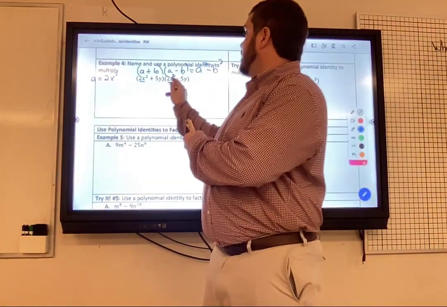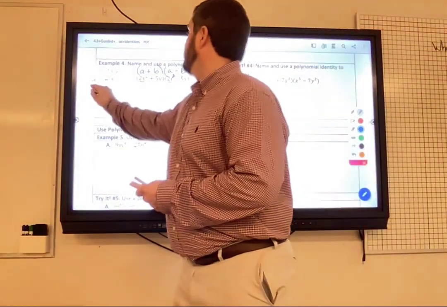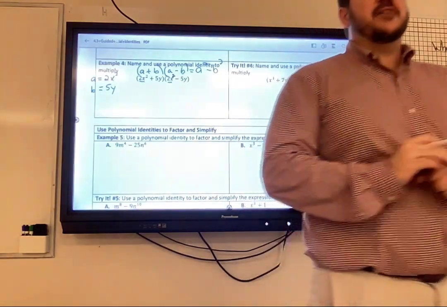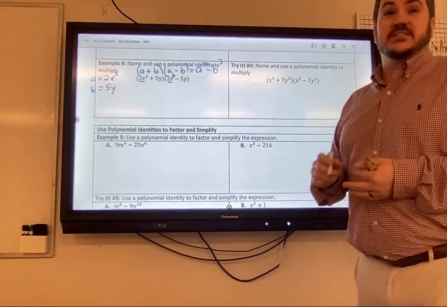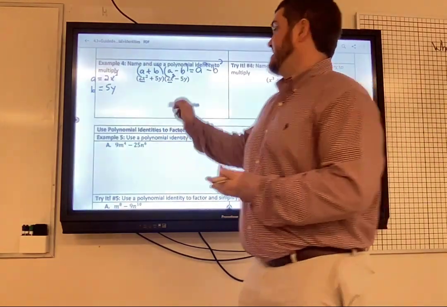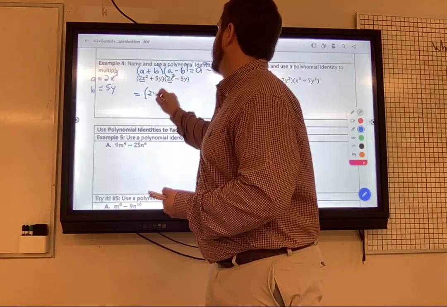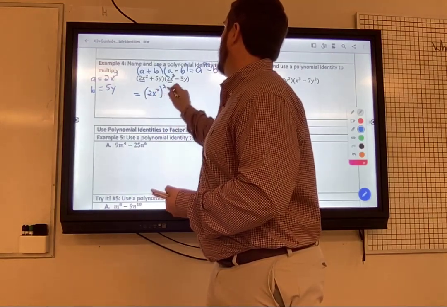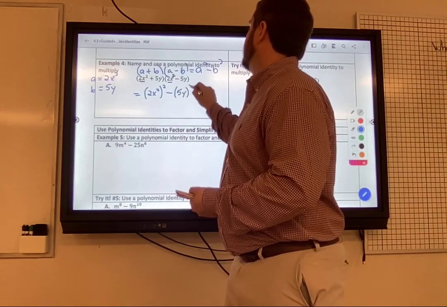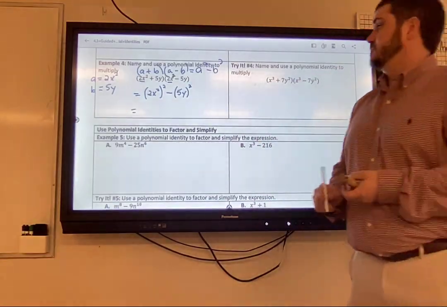But guys, A is what comes first in the parentheses, 2x squared. What do you think B is? Even if you didn't like the square of sums, or it wasn't a shortcut to you and you'd rather just distribute, it is nice to know this one because you can just square A. So 2x squared minus B squared, which is 5y. This is a pretty good little shortcut, I think.